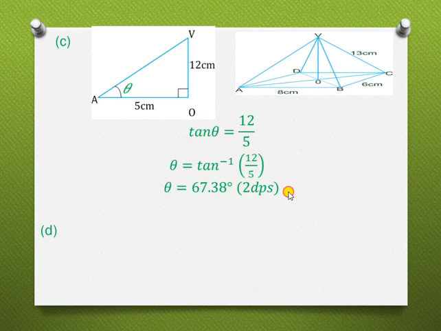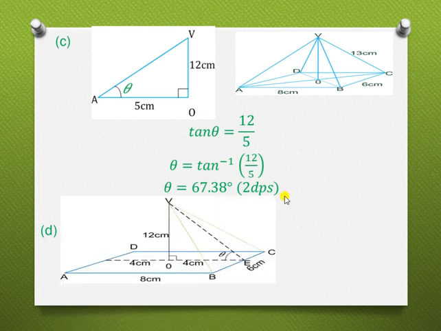Part D. Now part D wanted us to get the angle between the plane VBC and the base.